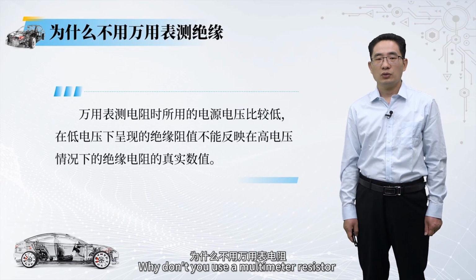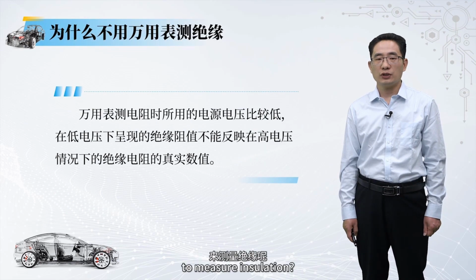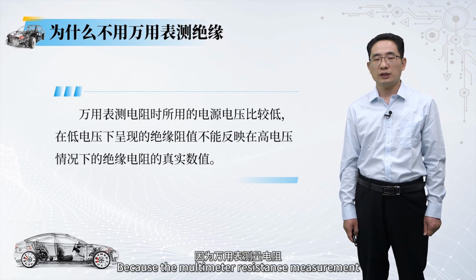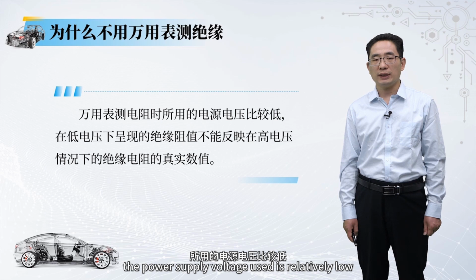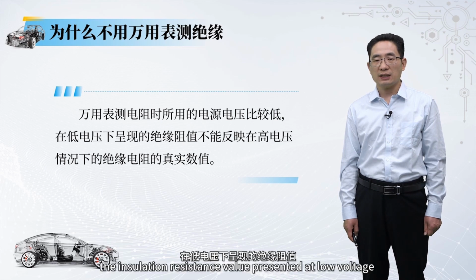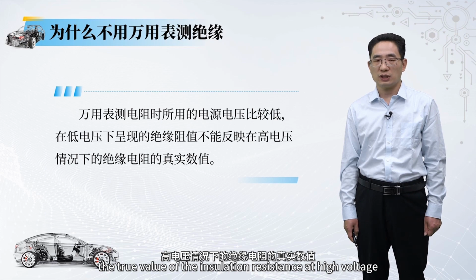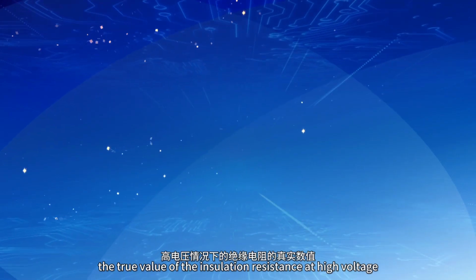Why don't you use a multimeter resistor to measure insulation? Because in the multimeter resistance measurement, the power supply voltage used is relatively low. The insulation resistance value presented at low voltage cannot reflect the true value of the insulation resistance at high voltage.